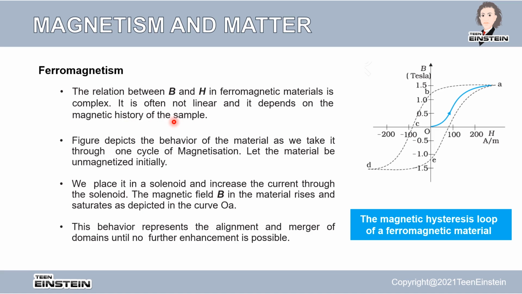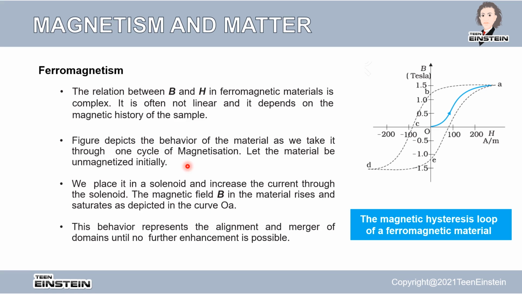So when we say magnetic history, what we mean is whether the material is previously magnetized or not, whether the material is already exposed to a magnetic field or not. It also affects the behavior of this curve. The curve means the B versus H curve. So on the x-axis we have H and on the y-axis we have B, the total magnetic field. The figure depicts the behavior of the material as we take it through one cycle of magnetization.